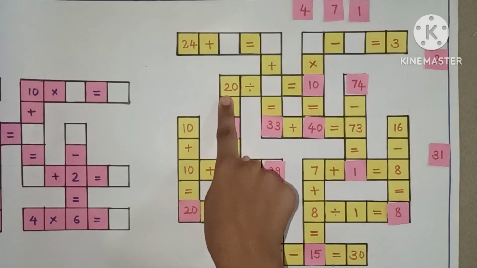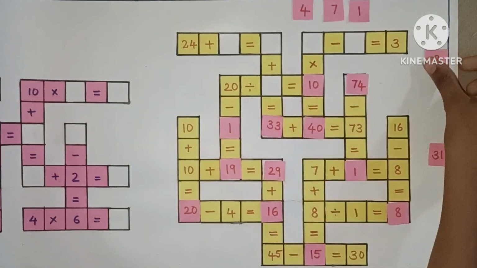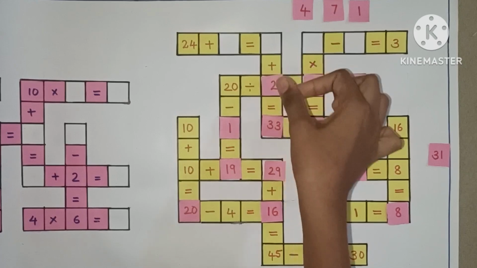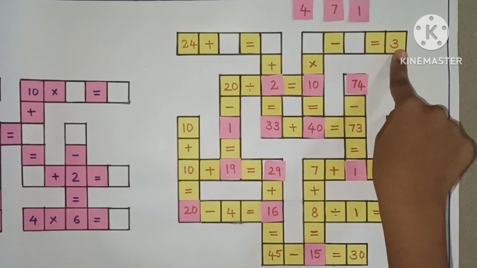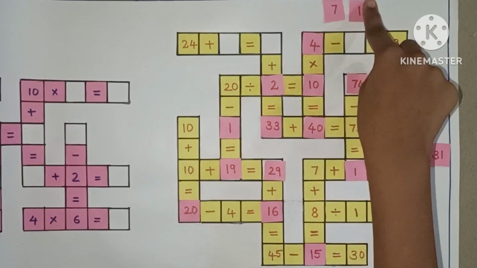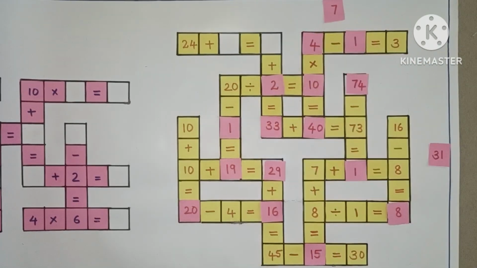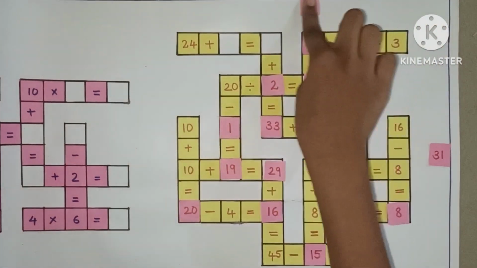Then 20 divided by dash equal to 10. It's 20 divided by 2 equal to 10. Then dash minus dash equal to 3. 4 minus 1 equal to 3. Right? Yes. Then 24 plus 7 equal to 31.